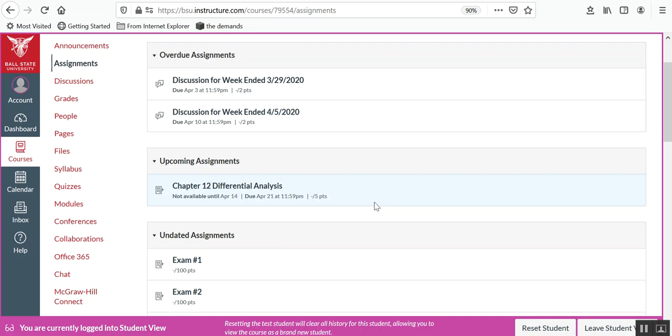So discussion is due on Friday. The Chapter 12 differential analysis is due next Tuesday. That's on April the 21st. You will have test corrections available on Wednesday, and when they become available, you will have 48 hours to correct them. And once that window closes, the window's closed. So if you have any questions about that, be sure to let me know.